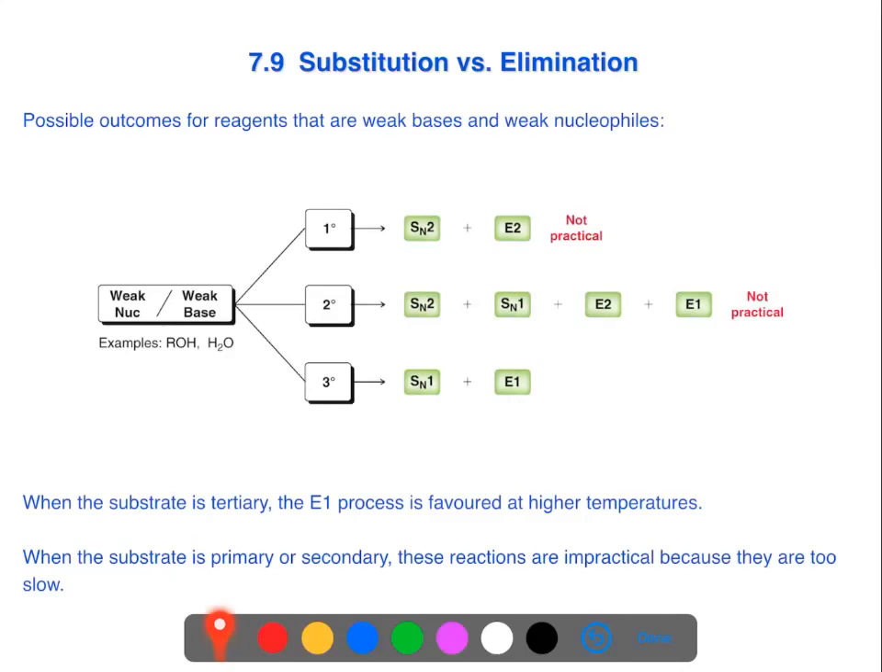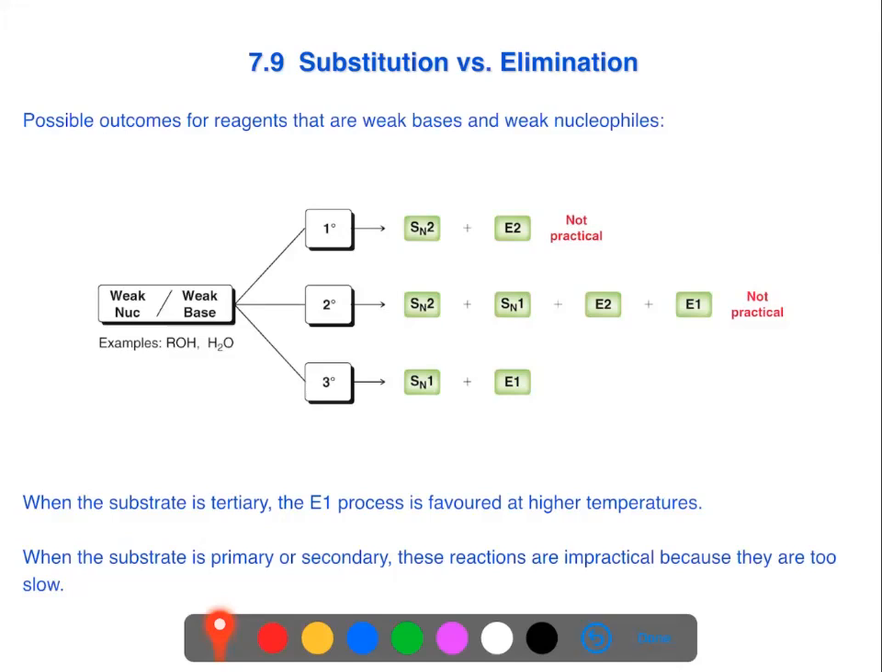The last category of reagent is the weak nucleophile, weak base category, which includes water and the alcohols. And as you can see from this figure, when the substrate is primary or secondary, these reactions are really impractical, primarily because they're simply too slow. In addition, for the secondary system, we see that we generate 4 different products, both substitution and elimination products. And so that's not a synthetically useful reaction.